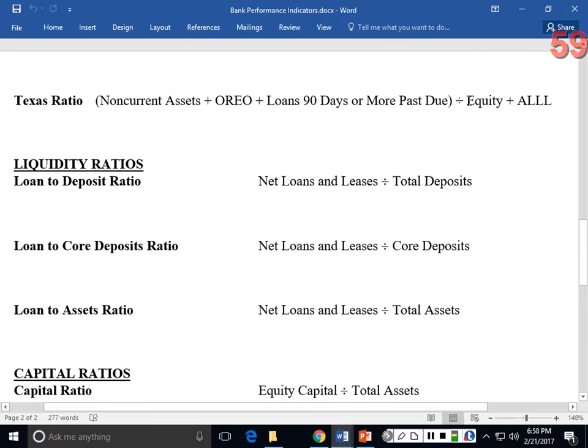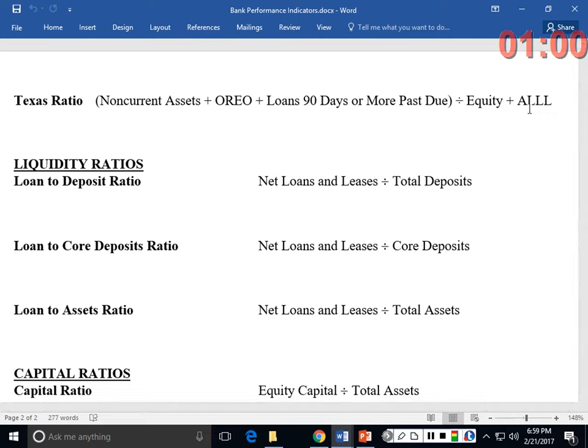Now, somebody pointed out to me, to be technically correct, if you're using a graphing calculator and putting everything in, there should be parentheses around equity plus allowance for loan loss. Okay? So this is your numerator: non-current assets plus OREO, which is foreclosed assets, plus loans 90 days past due, divided by equity plus the allowance. The numerator is loans that can possibly go bad at any time. This is money we can lose on the loans that we've made. The denominator, equity, this is capital, plus the allowance for loan and lease loss, is money that we have set aside as a cushion for those bad loans.